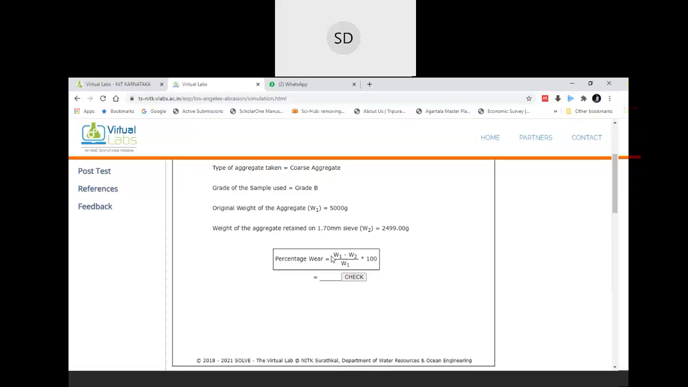So, how can you do this? Just take the weight of the material retained on IS 1.70 mm sieve and deduct this value from the total weight of the aggregate, and you will get the weight of the aggregate which passes through 1.70 mm, and after that you can find out your aggregate abrasion value.